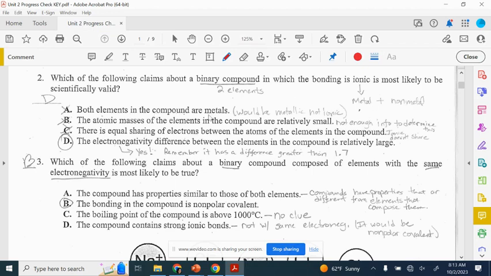So both elements in the compound are not the same, you can't do that with ionic. The atomic masses of the elements are relatively small? Maybe, but you don't know. There's equal sharing of electrons? Not when you have an ionic compound. They don't share at all. Okay, so that only leaves D.